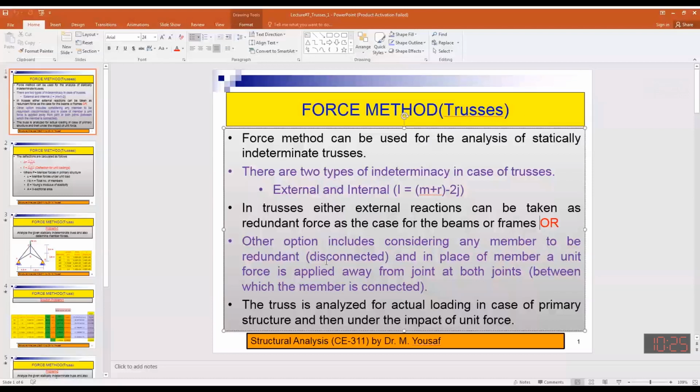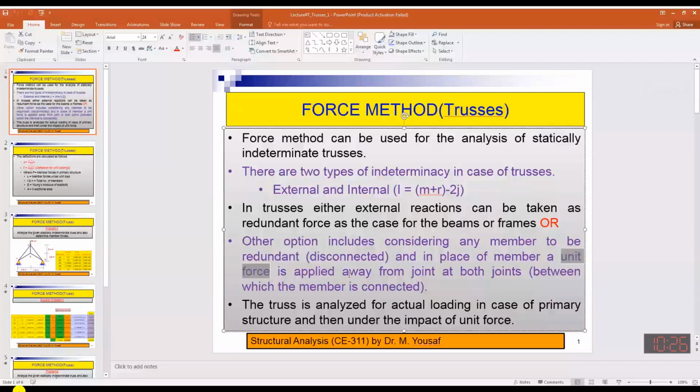Okay. And in place of the member, a unit force, and to get the flexibility expression for the flexibility matrix, we apply the unit force at the joints, away from the joint at both joints between which the member lies. One truss member is connected between two joints I and J. We will disconnect it, and in place of it we will apply a force at both joints, inward.